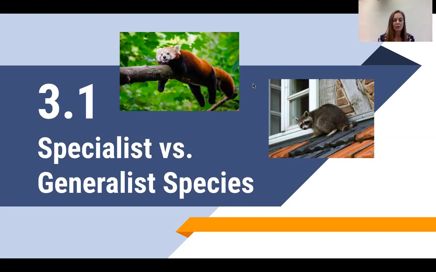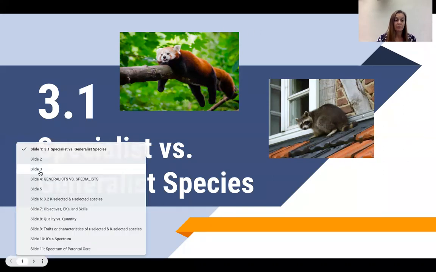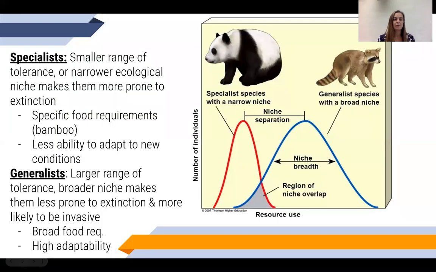So we begin Unit 3 with a little bit of a review because we've already talked about specialist and generalist species. So we're going to go into a little bit more depth here and talk about them. And then we'll also talk about what we call life history strategies. And so that is sort of reproductive strategies for ecological success.